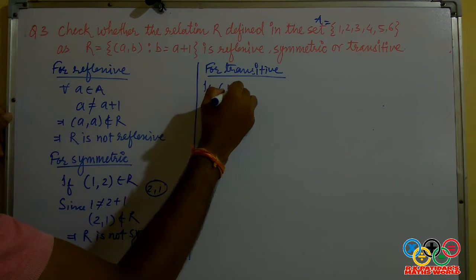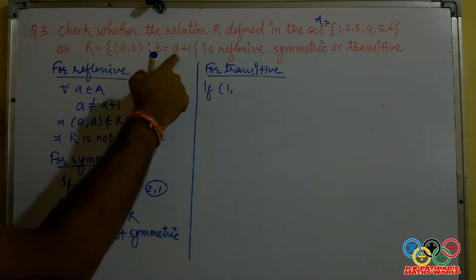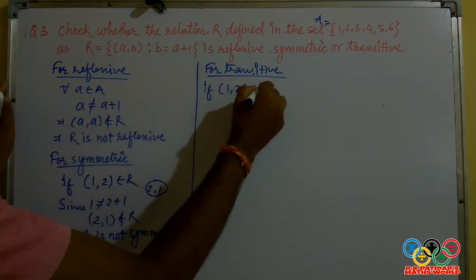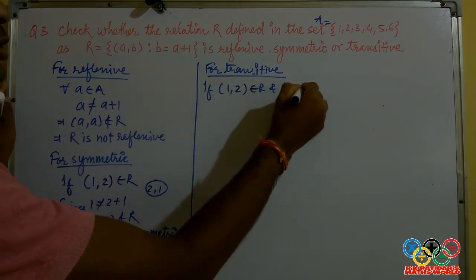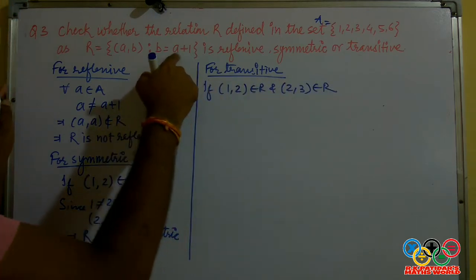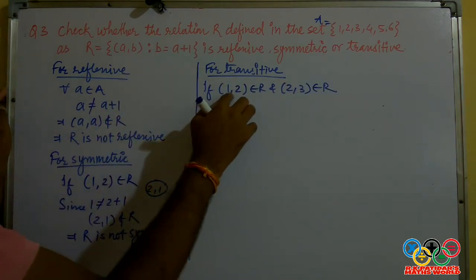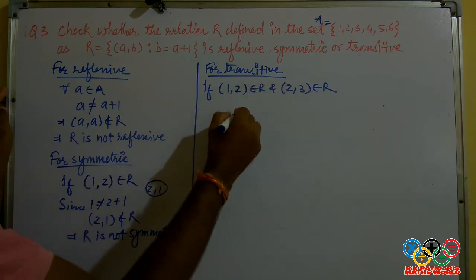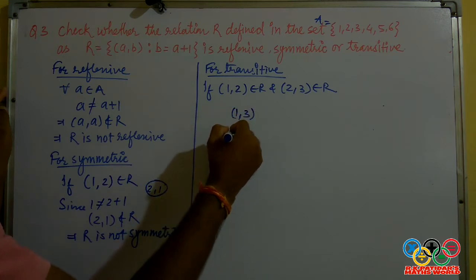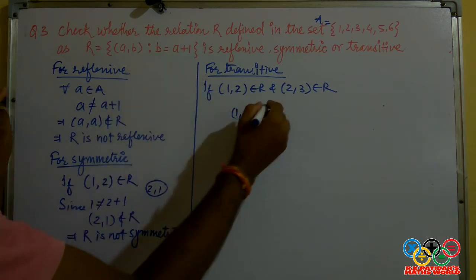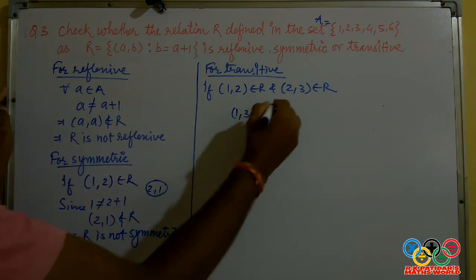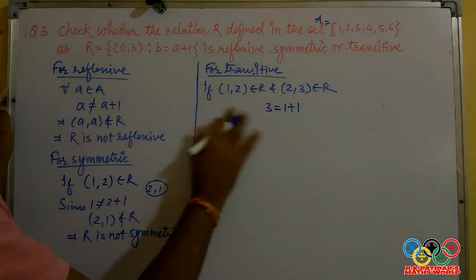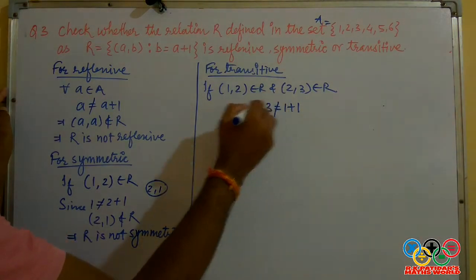Now for transitive relation, if we take A is equal to 1, then it is 1 plus 1, 2. (1, 2) belongs to R and (2, 3) belongs to R. देखिए 2 रखेंगे तो B 3 हो जाएगा. तो (1, 2) belongs to R, (2, 3) belongs to R, तो (1, 3) belongs to R होना चाहिए. (1, 3) के लिए हम चेक करें तो क्या होना चाहिए? B means 3. This 3 should be A plus 1, 1 plus 1. So 1 plus 1 is 2. 2 is not equal to 3.